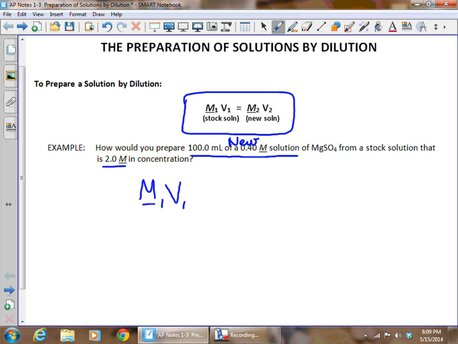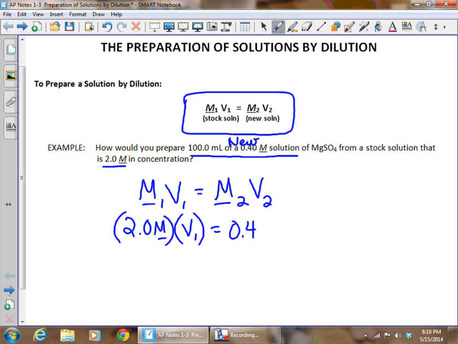Molarity times the volume of our stock solution is equal to the molarity times the volume of our new solution. It doesn't really matter which side the stock solution and the new solution are on, as long as you keep track of that. But we'll do it just like it says in the equation on these notes. So for the stock solution, we know it's 2 molar. We don't know how much of it we'll need, so that's what we're trying to find. And our new solution, we know that we want to get a 0.4 molar solution for whatever lab we're doing. And we know we want 100 milliliters of it.